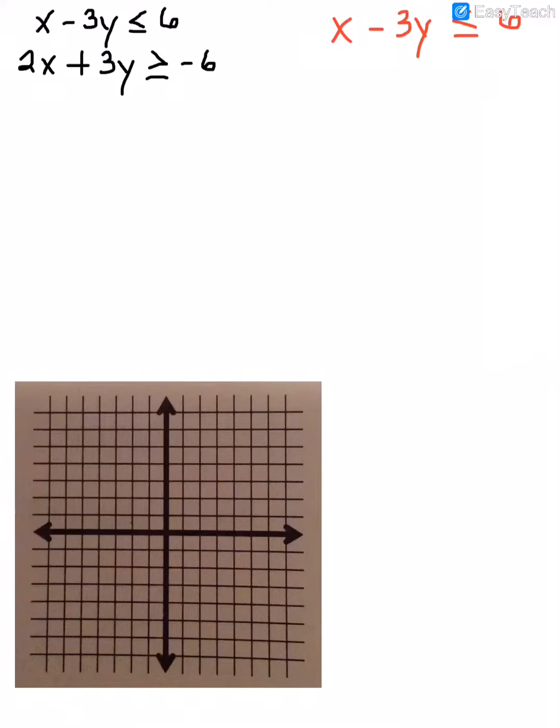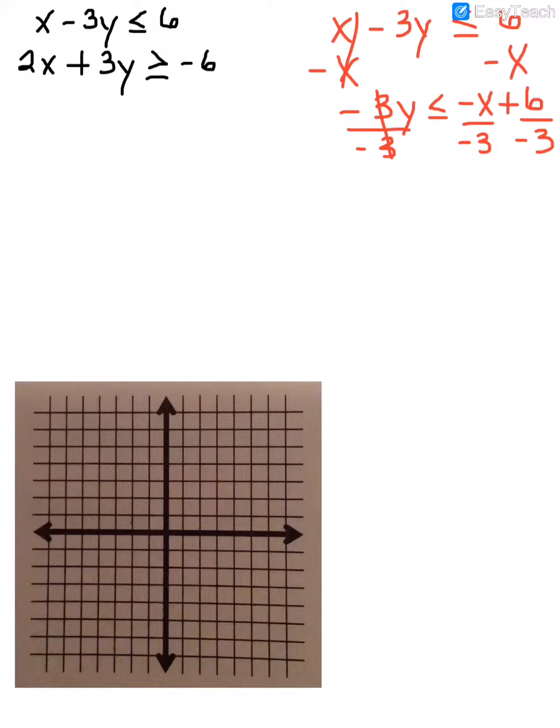And I want to isolate the y. To do that, I'm going to subtract x from both sides. That gives me negative 3y is less than or equal to negative x plus 6. And then I need to divide every term by negative 3. Since I am dividing both sides of the inequality by a negative number, I need to flip the inequality symbol. So instead of less than or equal to, I'm going to reverse it to say greater than or equal to.